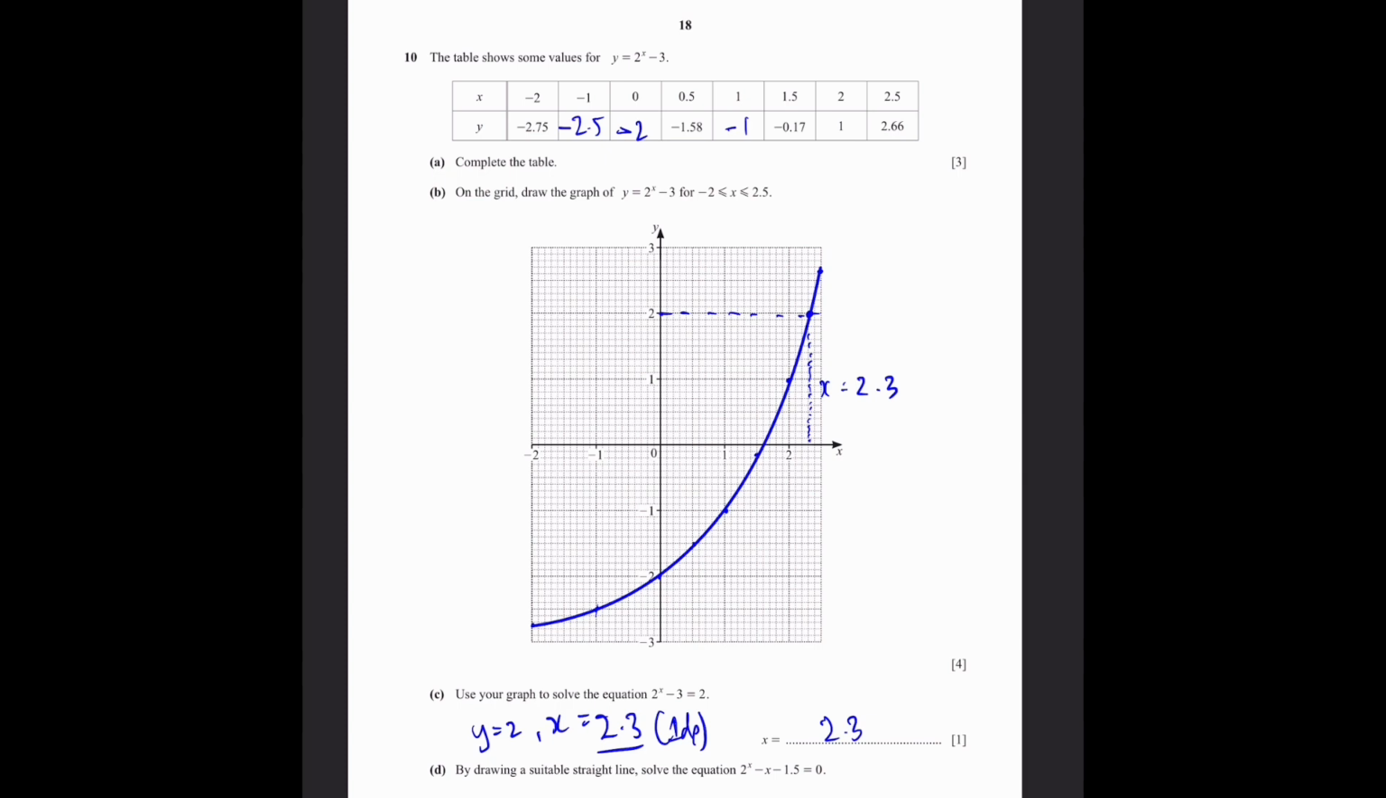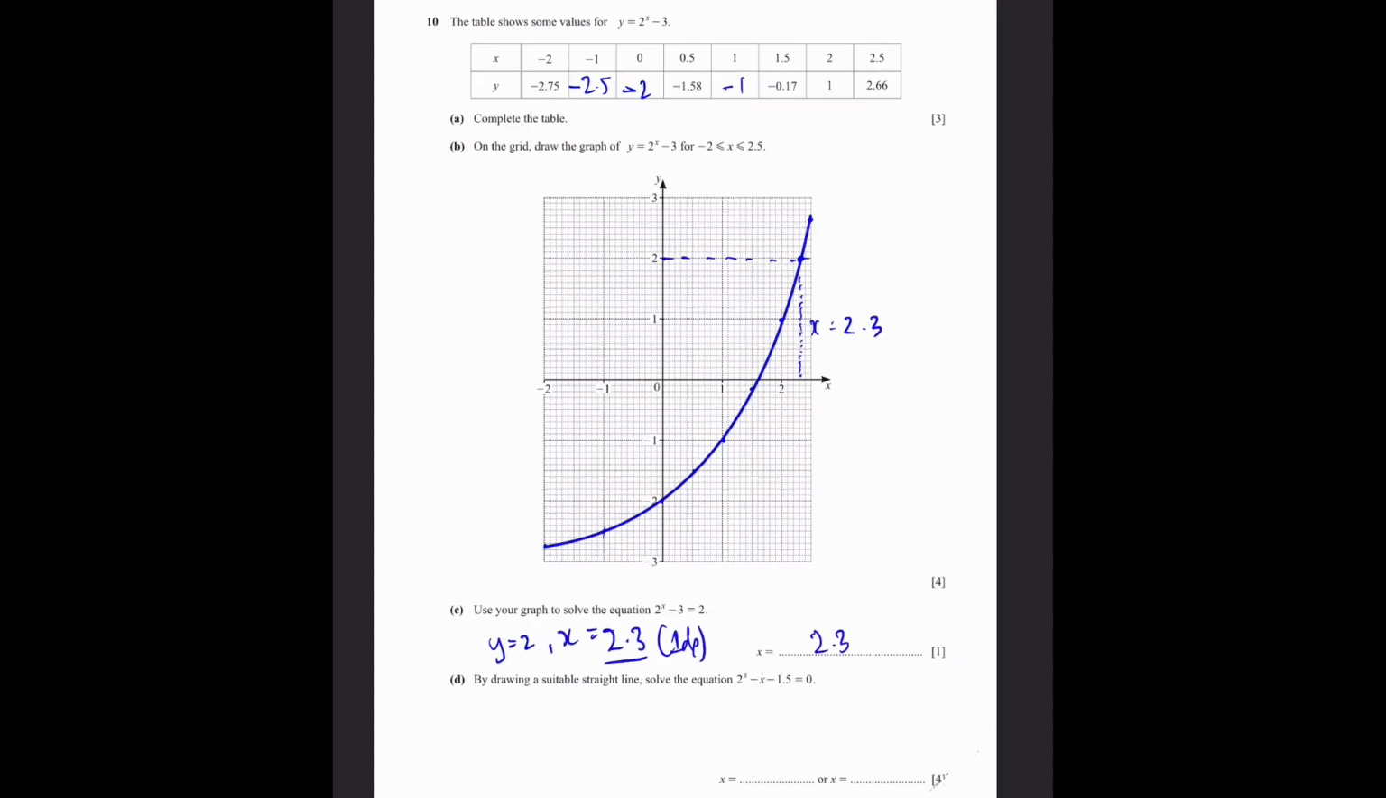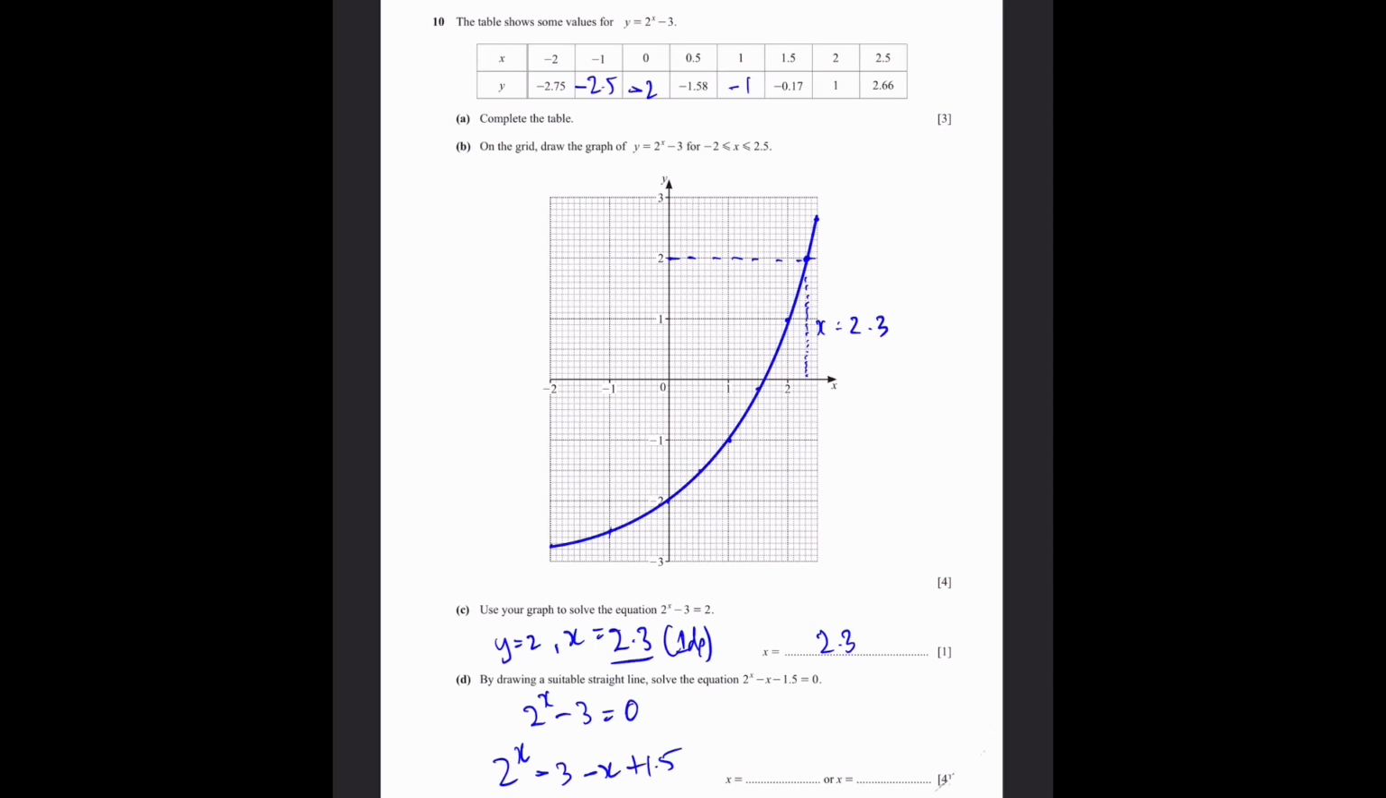D. By drawing a suitable straight line, solve the equation 2 to the power x minus x minus 1.5 equals 0. So the original equation is 2 to the power of x minus 3 equals 0. How do we get this equation from this? So let's say 2 to the power of x minus 3. So we have to minus x from this and add 1.5 to get this equation. And that'll be equal to, if we just do the minus x plus 1.5 on the other side, we'll get this. So that both sides cancel each other out, we still have this equation.